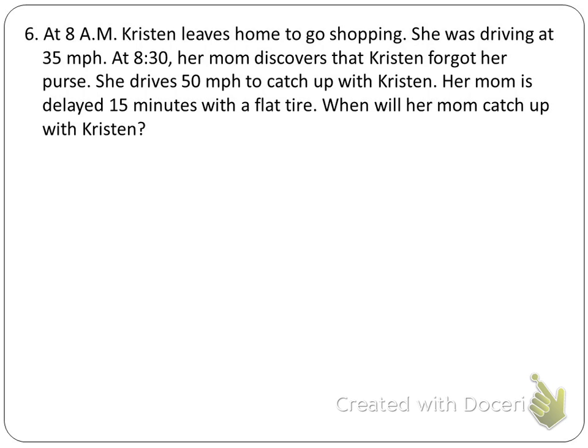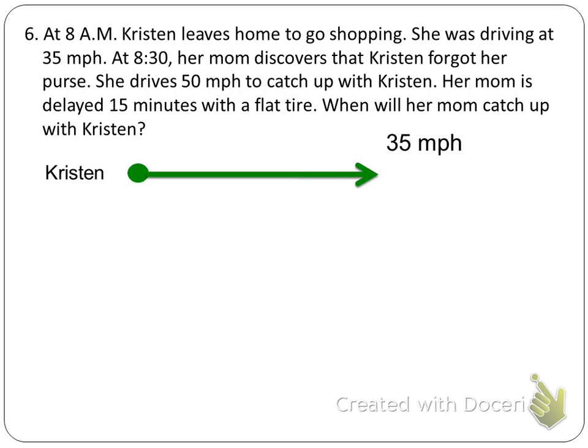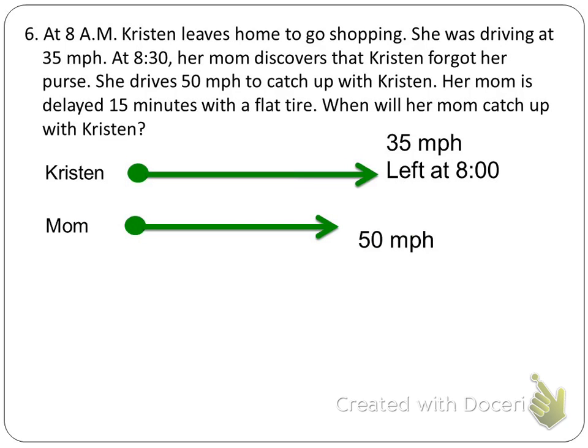She has a flat and she's driving. She has a flat and she left a half hour later. And she's driving 50 miles. Yeah. Okay, so let's just see what we know. Same direction or different directions? Same. They're going in the same direction. Okay, Kristen leaves. She's going 35 miles per hour. Left at 8 o'clock. Mom leaves at 50 miles an hour. Left at 8:30, but then has to stop for 15 minutes. It's a lot of info.